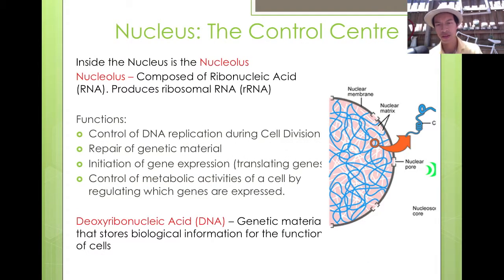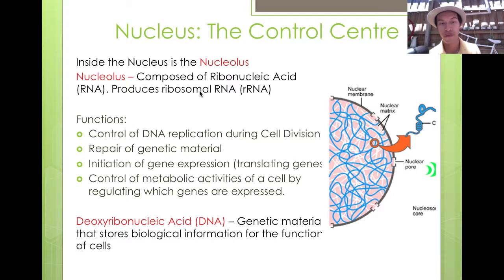Now, inside the nucleus is also a second organelle called the nucleolus, or a sub-part of an organelle. The nucleolus is composed of ribonucleic acid, which is RNA. Now, this is slightly different from DNA, and I'll explain what the difference is in a second, but it produces ribosomal RNA, rRNA, which is really important for when cells need to produce their proteins. They use the RNA as a kind of photocopy of the DNA.